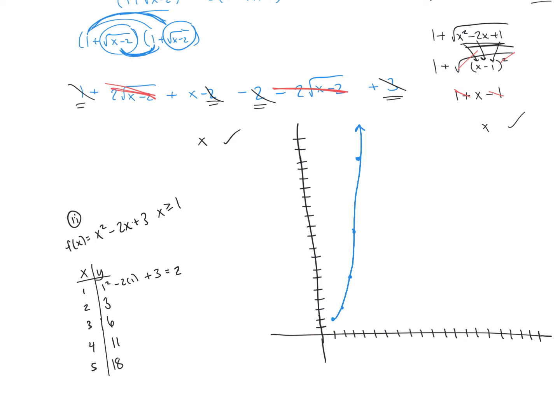And then I'm going to draw my, this is my y equals x line. And then what can happen for my inverse is I'm just going to switch my x's and y's. So for this, I'm going to have 2, 1, 3, 2, 6, 3, and then 11, 4, and then 18, 5. So it would look something like that.